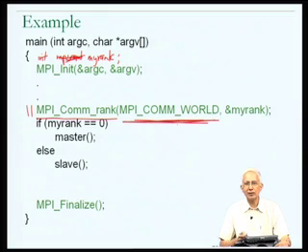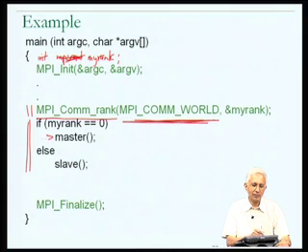Subsequently, depending on what this particular process finds its own rank to be, in this example I'm assuming that if there are 100 processes, then one of them is going to be doing important work which I designate as the work done by the master process, and the others, the remaining 99, are going to be doing very similar work, which I'll designate as the work done by the slave process.